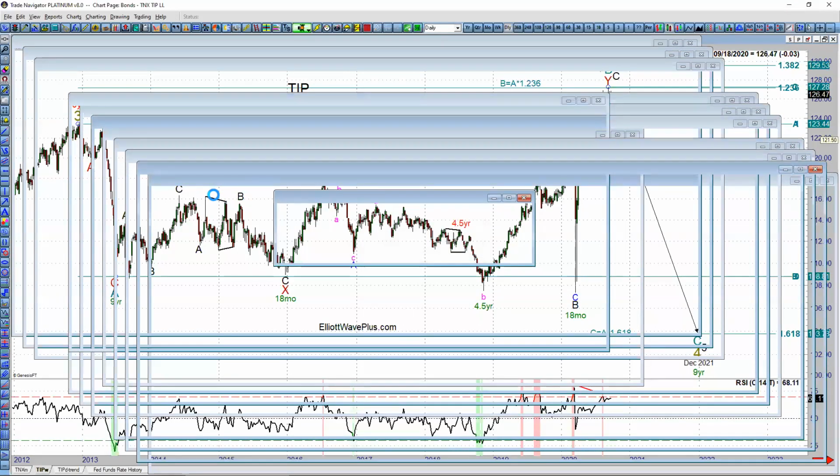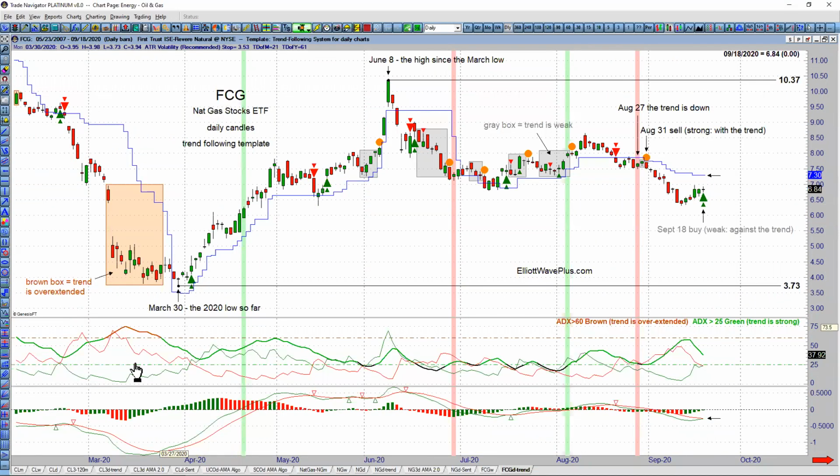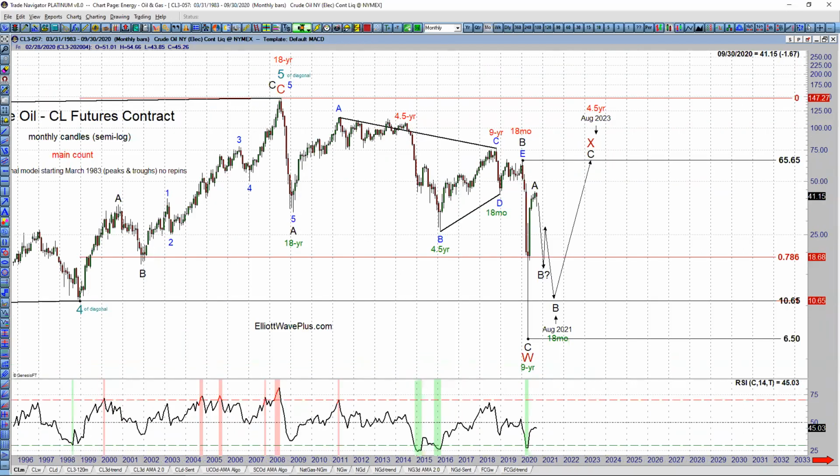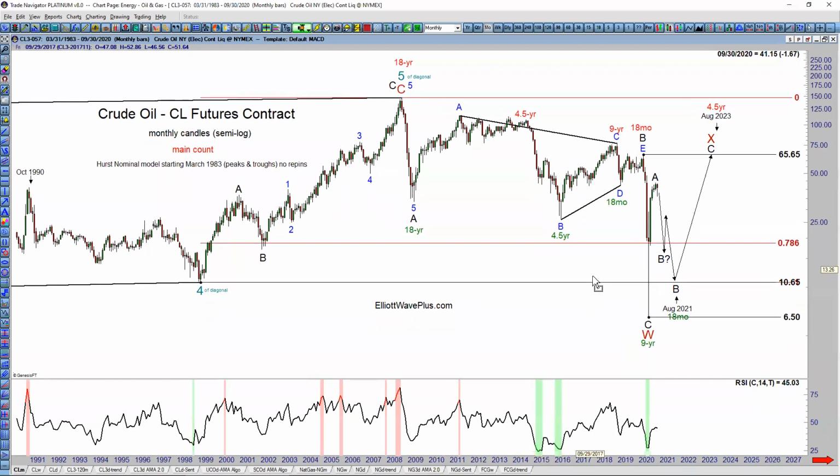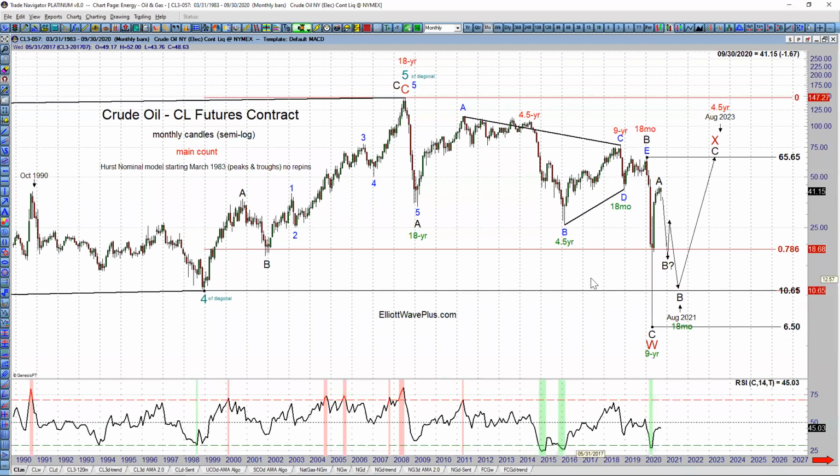Next up, we're going to peek at crude oil and gas. So crude oil, last week we were talking about how it had moved down.